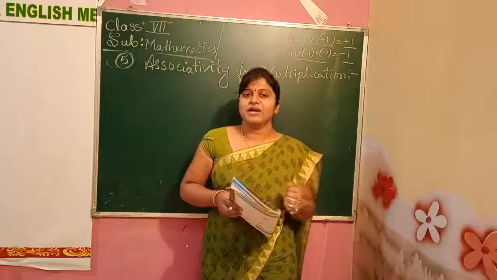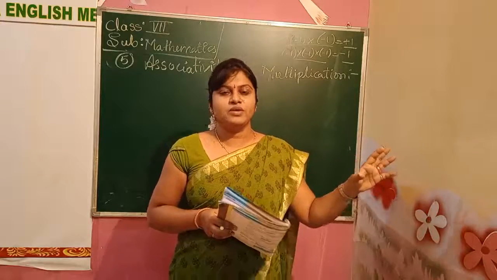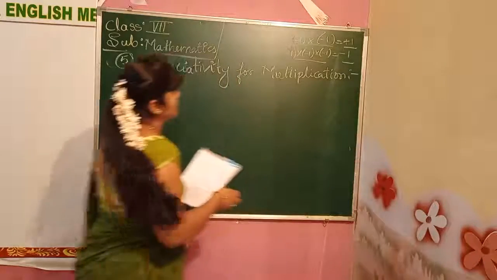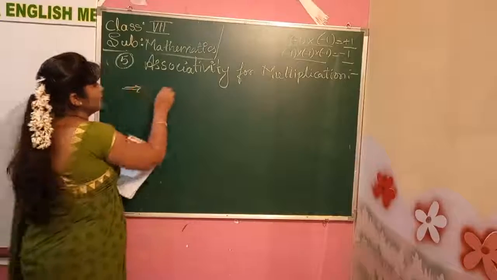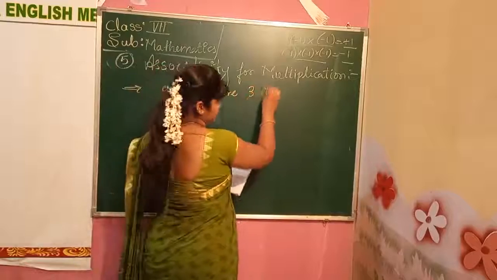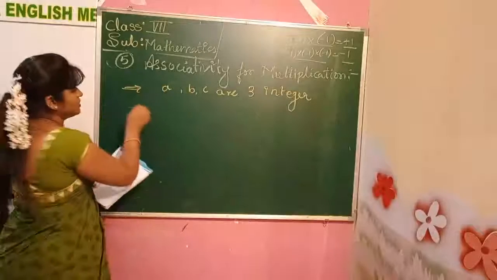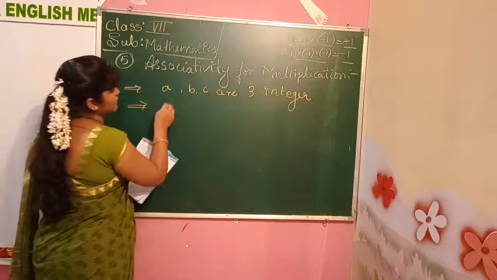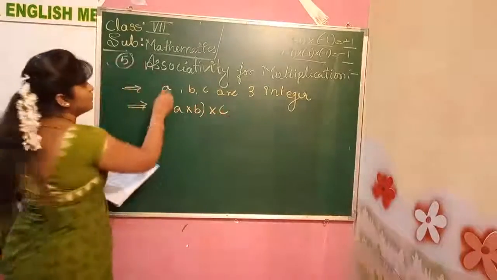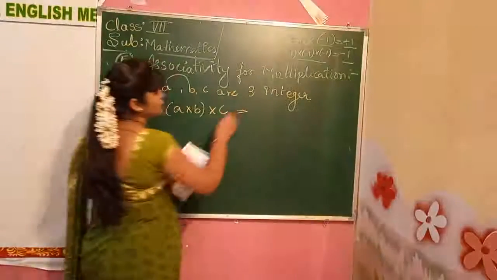To clarify or check the answer, we group the numbers one way, then we can change that group and check the answer. For example, in the statement format: a, b, c are 3 integers. Starting, we will do the grouping: a into b into c. Here I am doing these 2 as a group and the next one is c. Again I will change the group now.